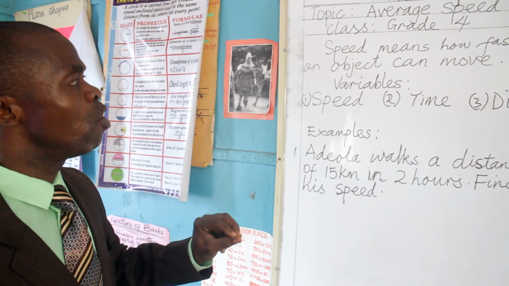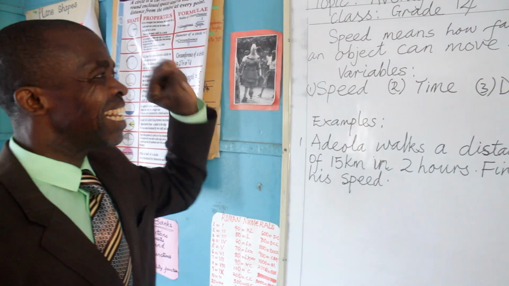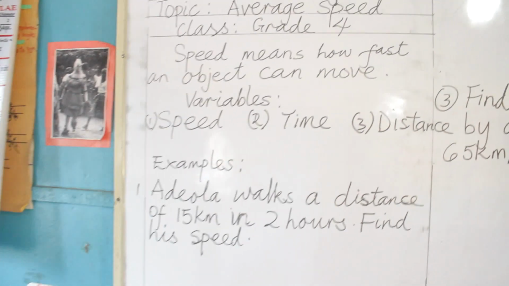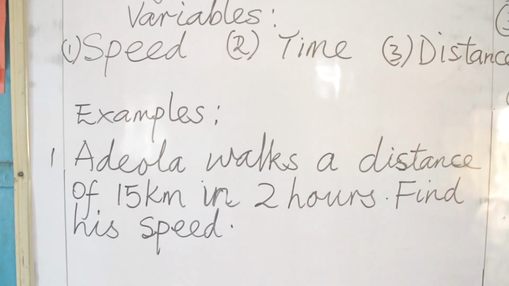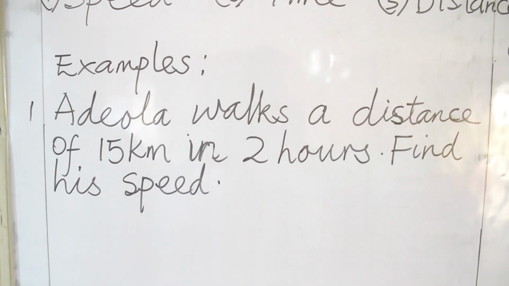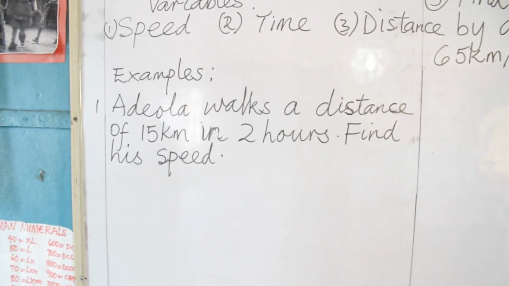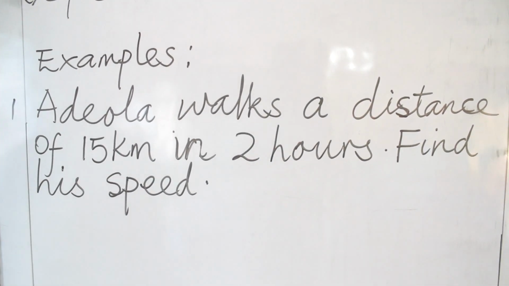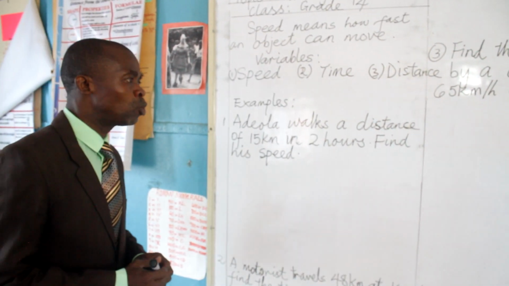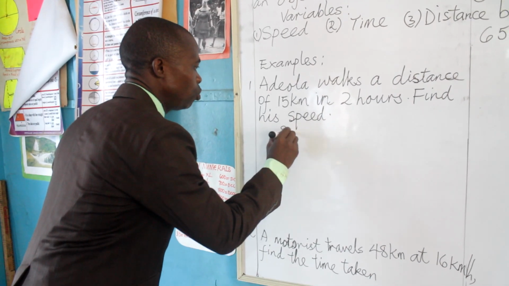Because when we are talking about movement, how fast the object goes, the time taken, and the distance traveled must be considered. Examples: Adiola walks a distance of 15 kilometers in 2 hours. Find his speed. There is a standard formula for finding the speed of any object. So, solution.